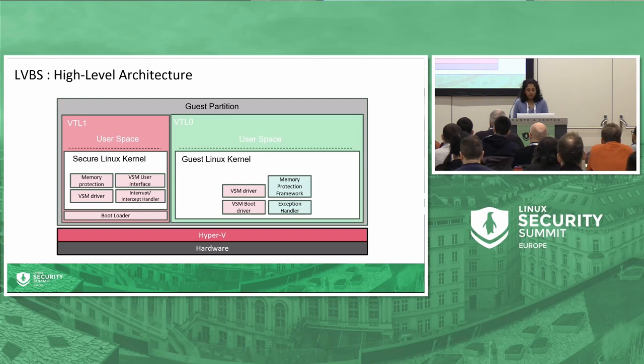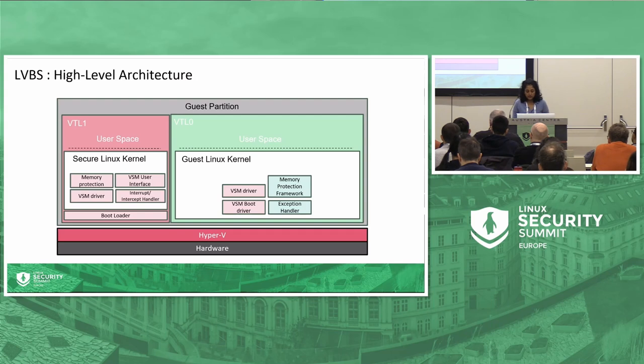All those pink boxes that you see in the secure Linux kernel are the bits and pieces that we have enabled, or written code for, to ensure that the secure kernel can take in requests from the guest kernel and then enforce those protections via Hyper-V. It also has the capability to handle exceptions in case of a protection violation.